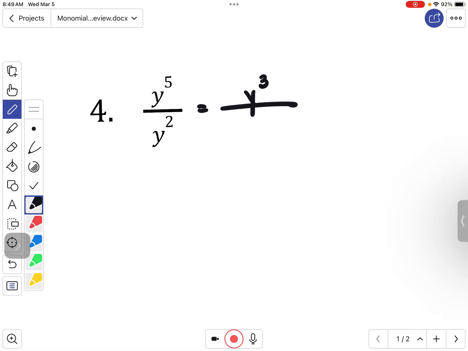It's going to sit where your bigger one sits. So because y to the fifth is on top, I'm going to put y to the third on the top. I don't have anything left on my bottom, so I'm going to put it over 1. But most likely on your final, you're just going to have it look like y to the third like that.